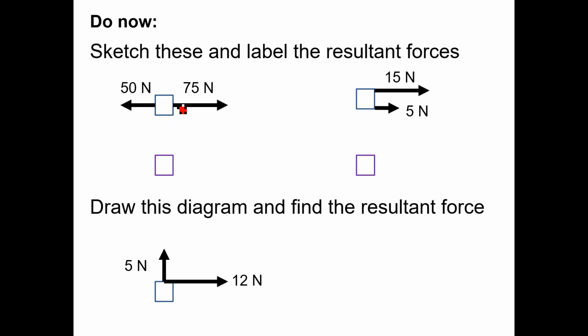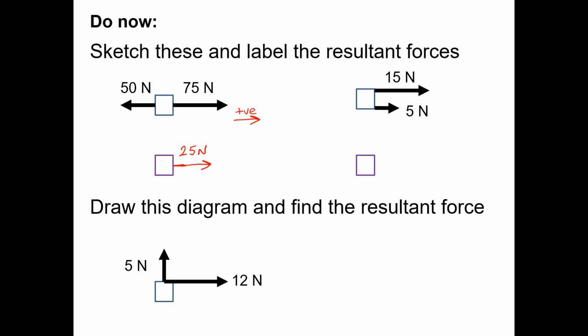So here we have 75 to the right and 50 to the left. We'll take the 75 to the right being positive. So plus 75, take away 50, and it will be in this positive direction. Remember, a force is a vector quantity. So this will be 25 newtons.